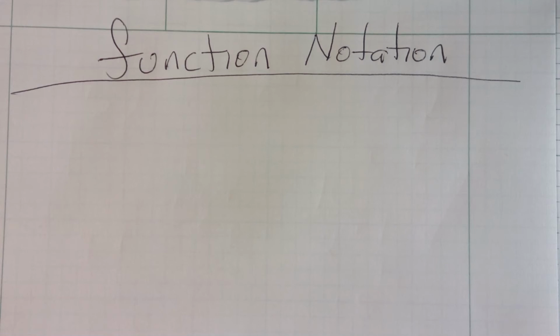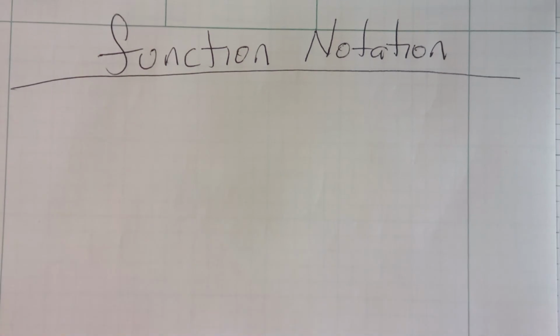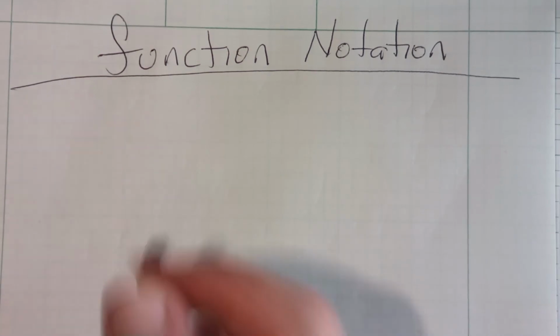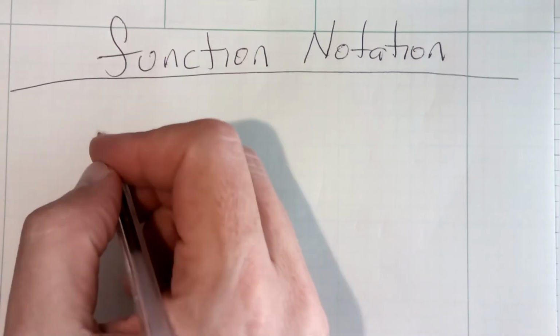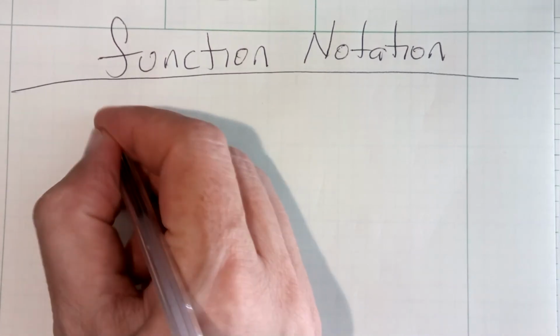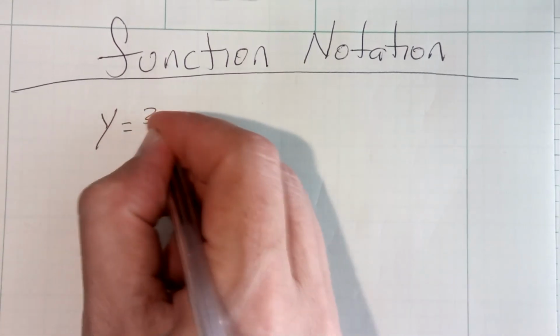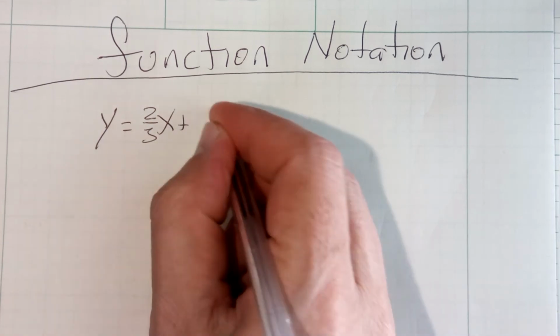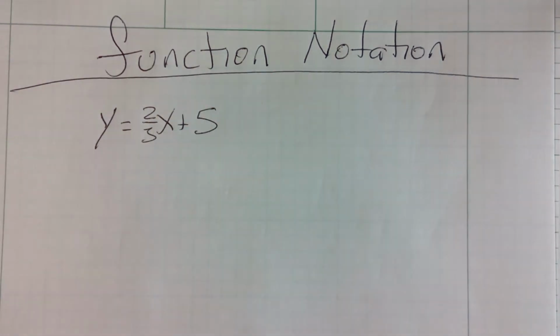Today's lesson is just a review on what function notation is. It's not really going to go into what a function is, just how functions are written. We've dealt with functions for a long time in mathematics. Normally, we would write a linear equation as a function: y equals 2/3 x plus 5. That is a function, and it's one way to write a function.